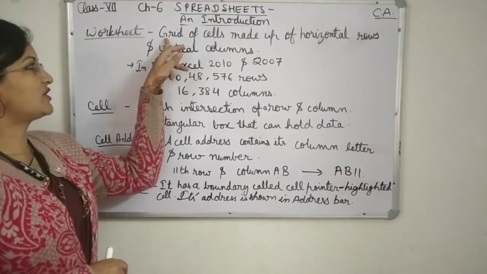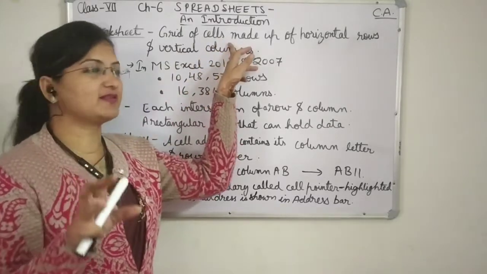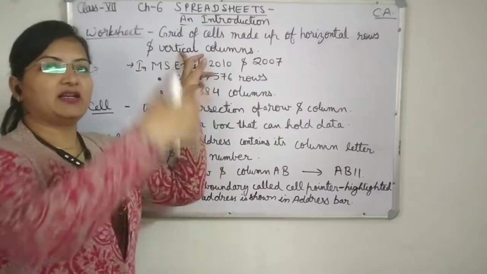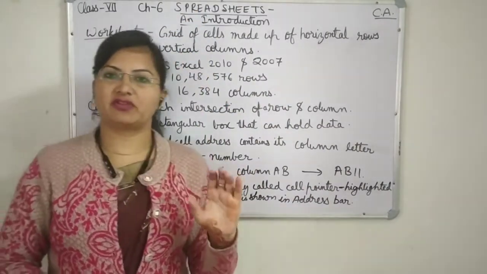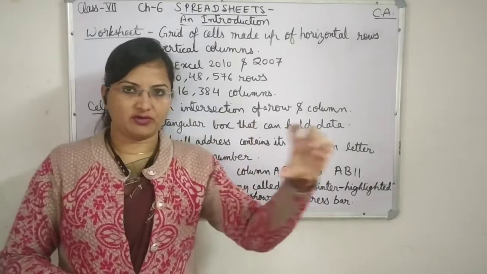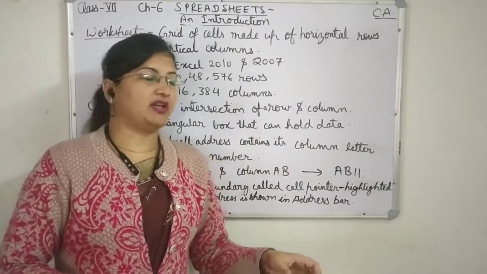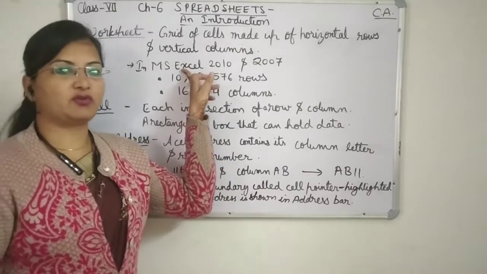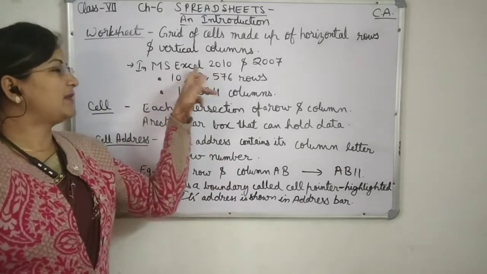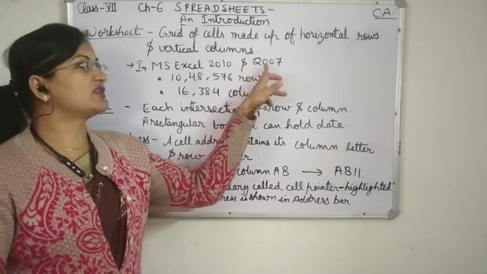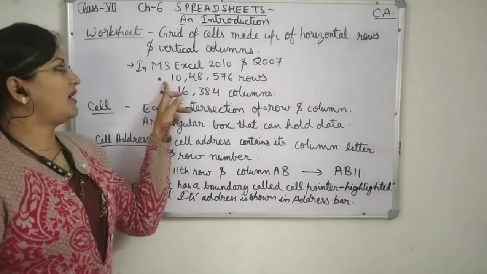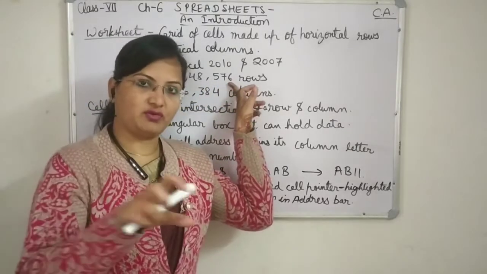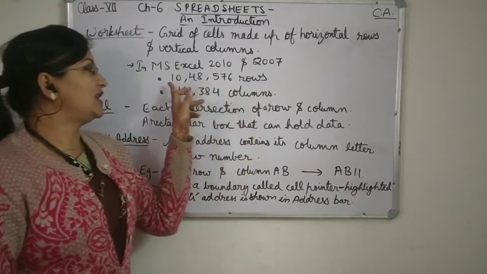Here in a worksheet you will be able to see cells, a grid of cells. These are made up of horizontal rows and vertical columns. Got it? In MS Excel 2010 and 2007 versions, there are 10,48,576 rows. It starts from 1 and goes to the last.